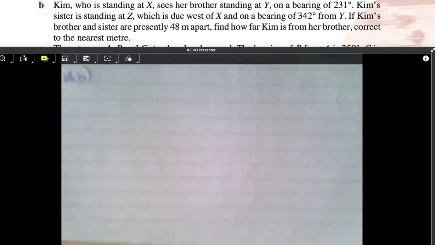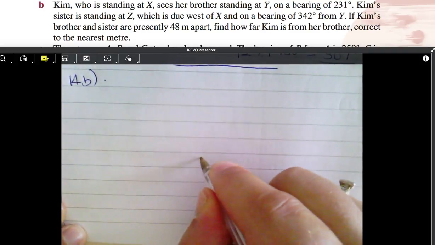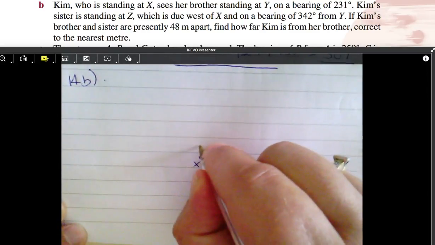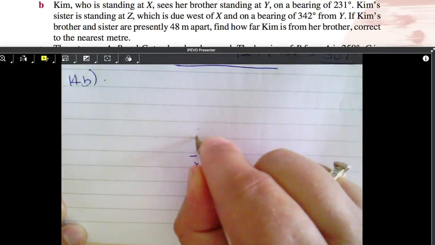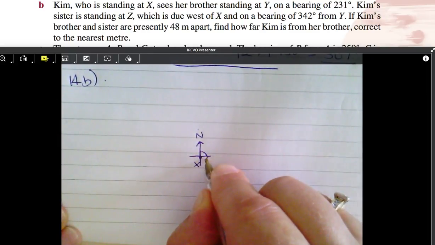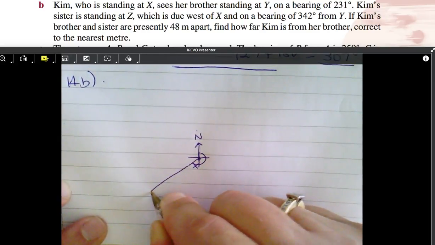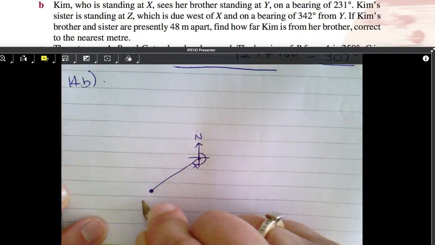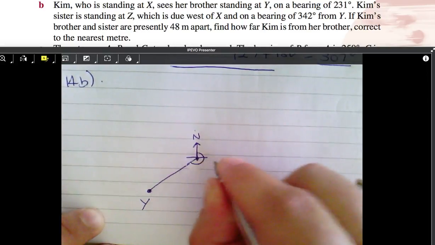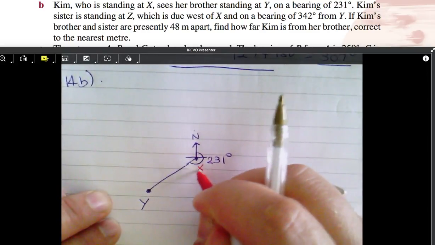All right, we're just drawing the diagram for question 14b in the same exercise. Kim, who is standing at X, sees her brother standing at Y on a bearing of 231. So we start with X, put a north sign. We're going to go 231 degrees. So I've got 90, 180, 231 will be somewhere there. Okay, so Kim, who's at X, sees her brother at Y. I might just move my X for a minute. And that bearing is 231 degrees, and that point there is X.